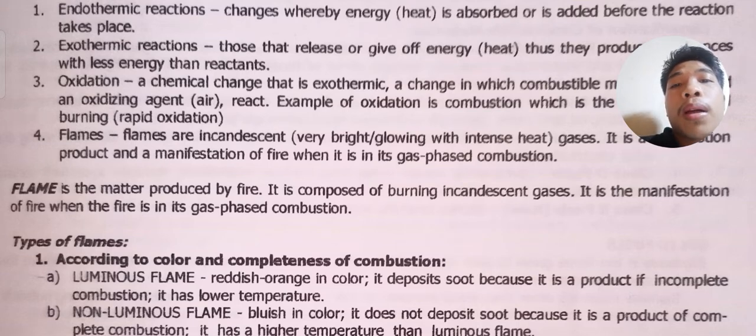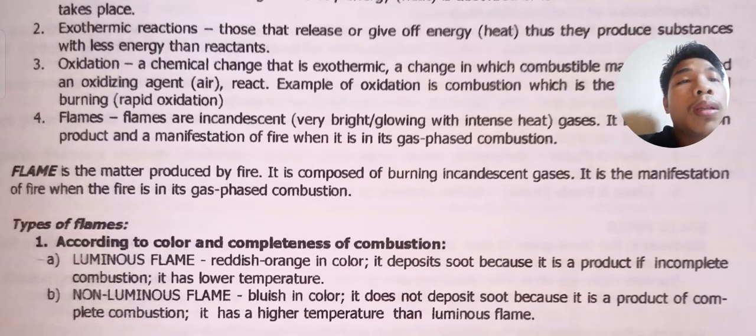There are two types of flame according to color and completeness of combustion: the luminous flame and the non-luminous flame. Luminous flame is reddish orange in color, deposits soot because it is a product of incomplete combustion, and has a lower temperature. While non-luminous flame is bluish in color, does not deposit soot because it is a product of complete combustion, and has a higher temperature than luminous flame. The soot is what deposits on an object from the smoke. The luminous flame is red orange in color, while the non-luminous is blue in color and hotter.